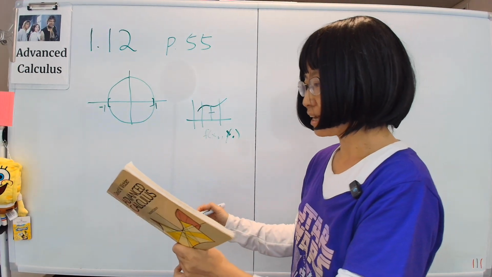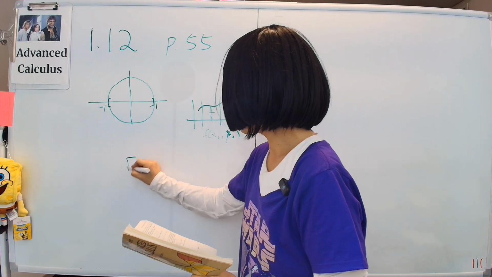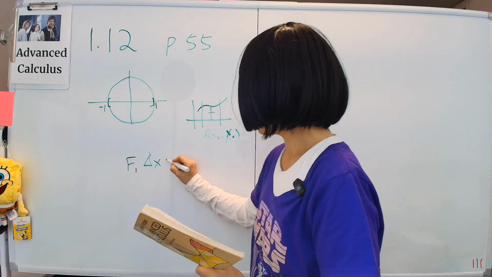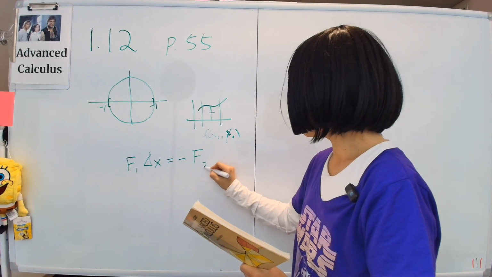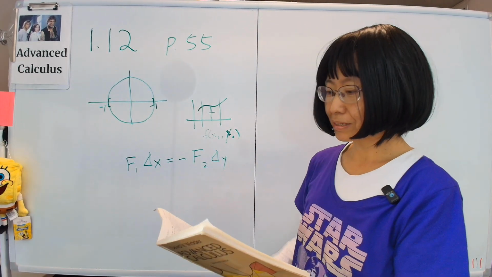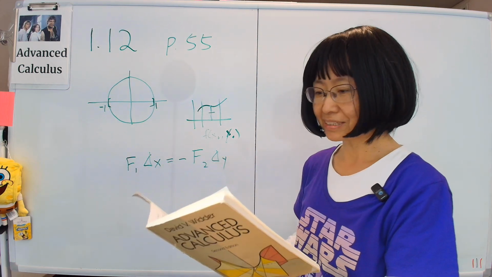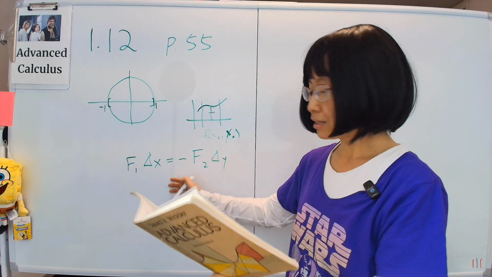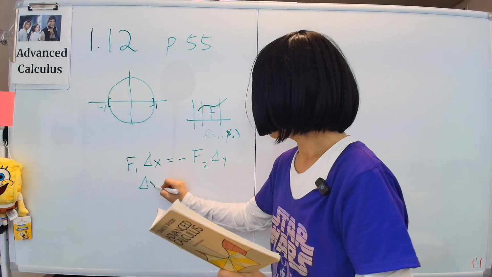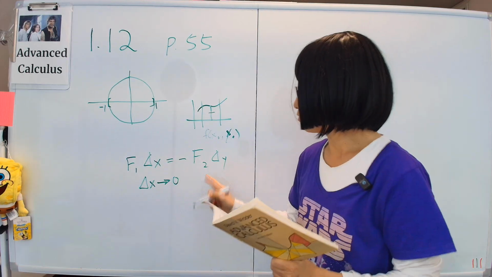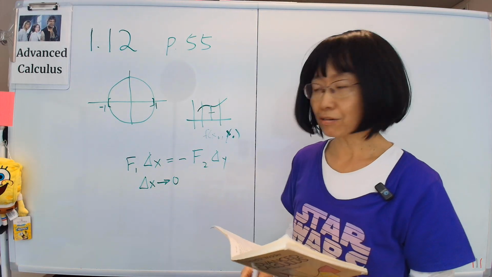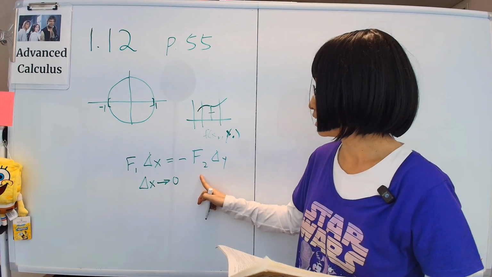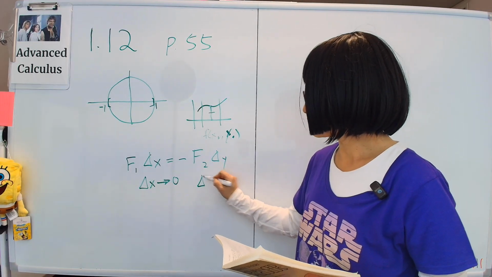Now I'll write it out here. That would mean that this whole thing equals 0, which means f1, blah blah blah, delta x equals the negative of f2 delta y, right? Because this whole thing equals 0, when you put it on one side. Now if that's the case, then as delta x goes to 0, we'll let delta x go to 0, and that would mean that delta y is going to go to 0. Why? Because we already said that f2 is not 0. That's one of the conditions in this little neighborhood. So delta y has to go to 0.